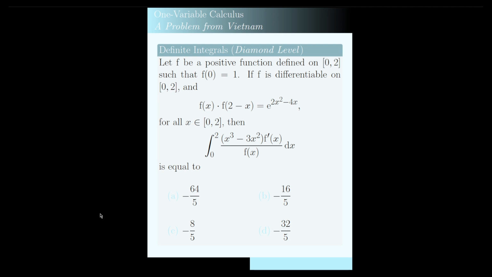1. If f is differentiable on the closed interval 0 to 2 and f of x times f of 2 minus x equals e to the power of 2x squared minus 4x for all x in the interval from 0 to 2, then this integral that you see on the display now is equal to, pause the video at this point and give it a try to see which one of the given options is the correct answer to the problem.